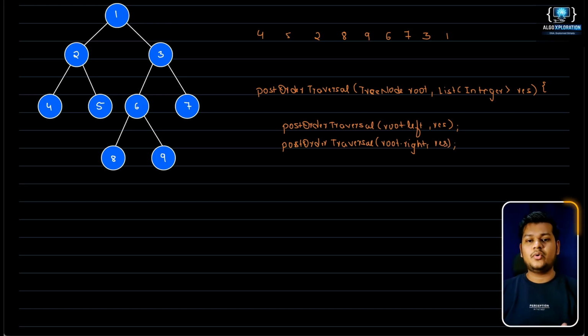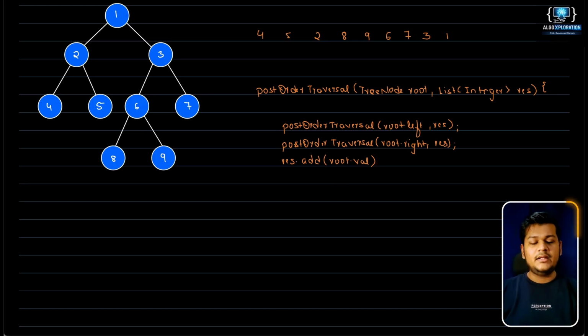Now I'll process the root. That means I will be storing that value inside the list. So res.add(root.value), or root.data. Depending upon what is there in LeetCode, you can go and check the constructor of this TreeNode. You can check over there whether it is data or value. So only this part will change. I believe it is value.